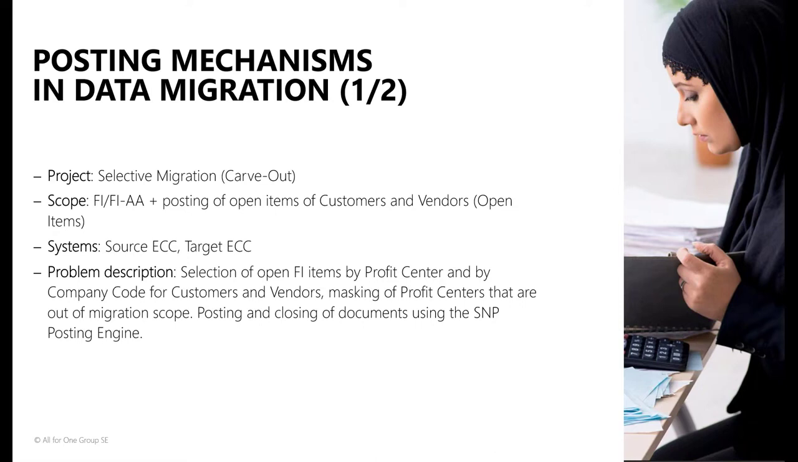And the problem we had here was that we had to select open FI items via the profit center and via the company code for the customers and the vendors. And an additional task we had for that was to use the masking of those profit centers that are out of scope of the data migration. And posting and closing of these documents is executed via the posting engine. This is a special tool which is used in our transformation.